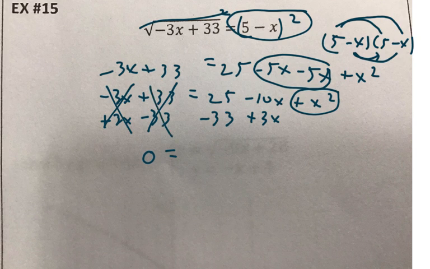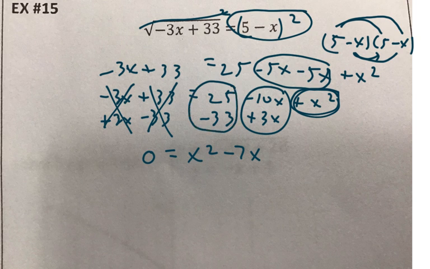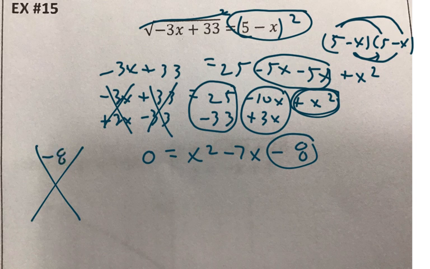What do we get over here? Well, let's put it in order. Let's put the x squared first. 3 minus 10 is minus 7x. 25 minus 33 is minus 8. So now we're going to solve with the x method. I know I need this negative 8 for my product, as we say. I need a sum of negative 7 in the middle.